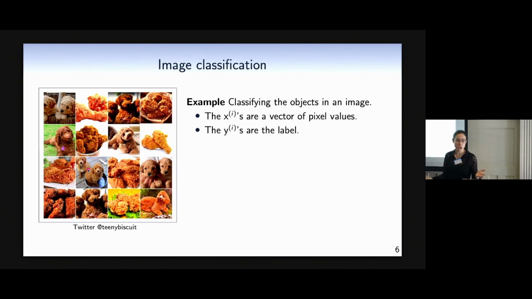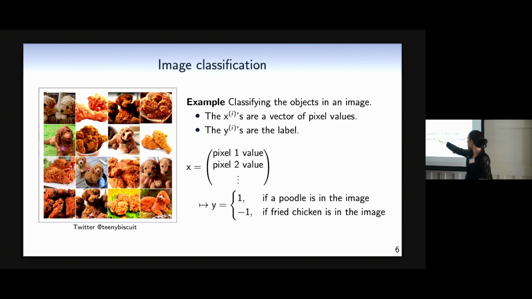So back to these images, let's make it a bit more concrete. Usually a machine learning algorithm is going to take your image and make a vector of all your pixel values. So it's color, or it's black and white if it's just its shade. And the yi's are still the label, chicken or poodle. So there you go. You've got your vector of pixel values, and you're going to get a 1 if there's a poodle in the image, and -1 if it's fried chicken.